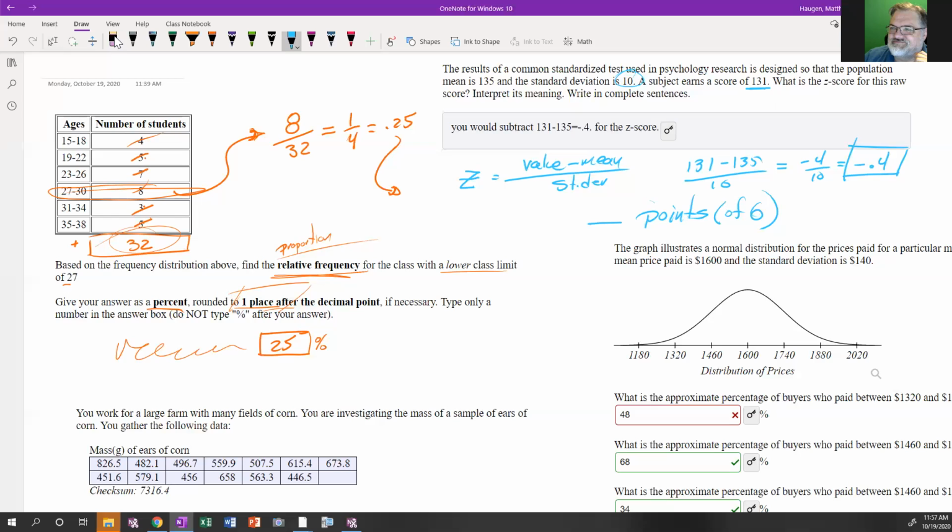I gave answers like this usually 3 out of 6. Some of the answers were a little bit more elaborate, but similar. They would say things like, you find a z-score by taking the value, subtracting the mean, and dividing by standard deviation. In this case, the value would be 131. You would subtract that from the mean of 135, divide that by the standard deviation of 10, yielding a result of -0.4. That answer is still 3 points.